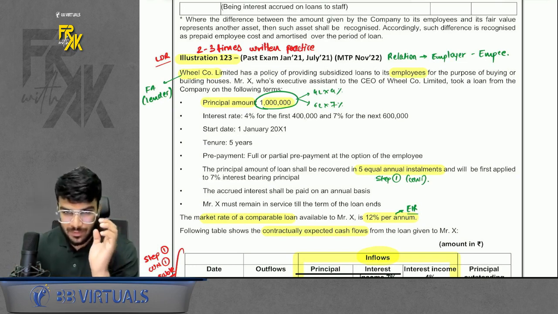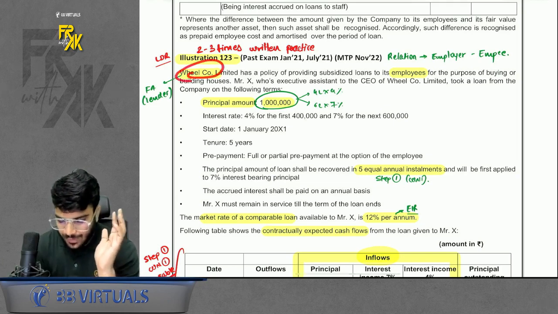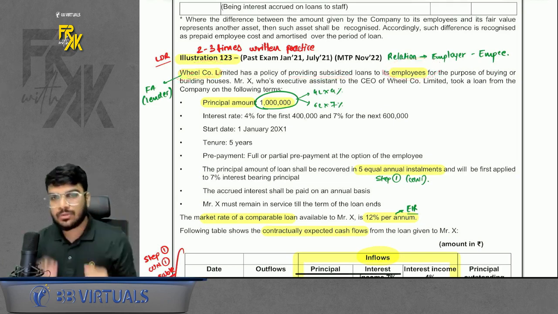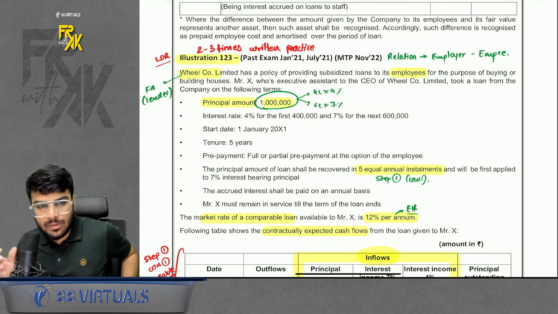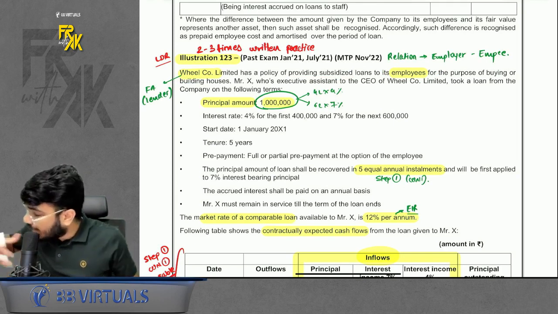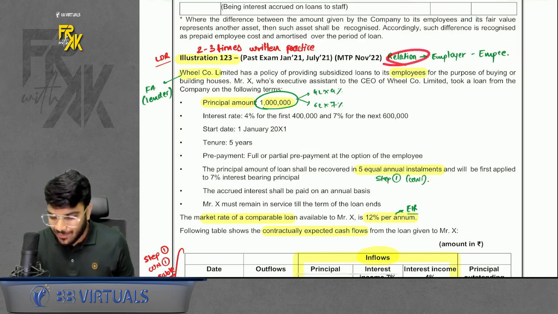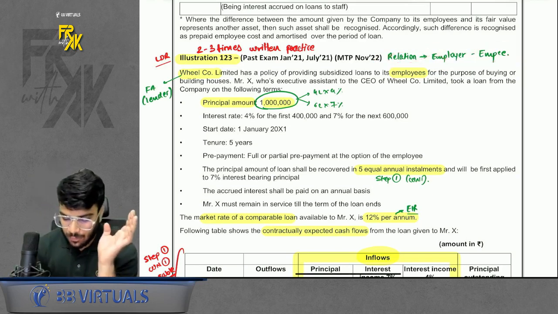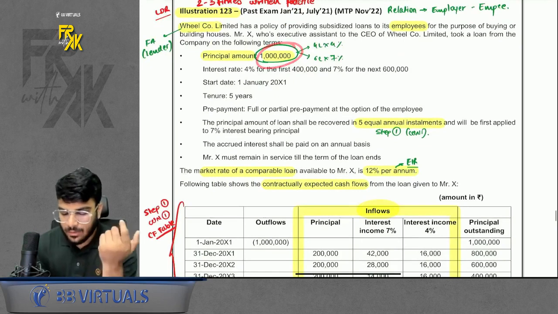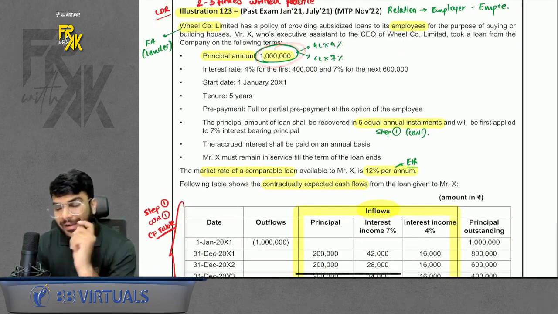Okay, now how to solve it? So first of all, here we are giving a loan to employees. Okay, so we are a lender, we gave our loan to the employees. That means a relation is there. Yes, the relation of employer is also there. Okay, so we gave the loan of 10 lakhs. Interest was not a flat rate on the full 10 lakhs.